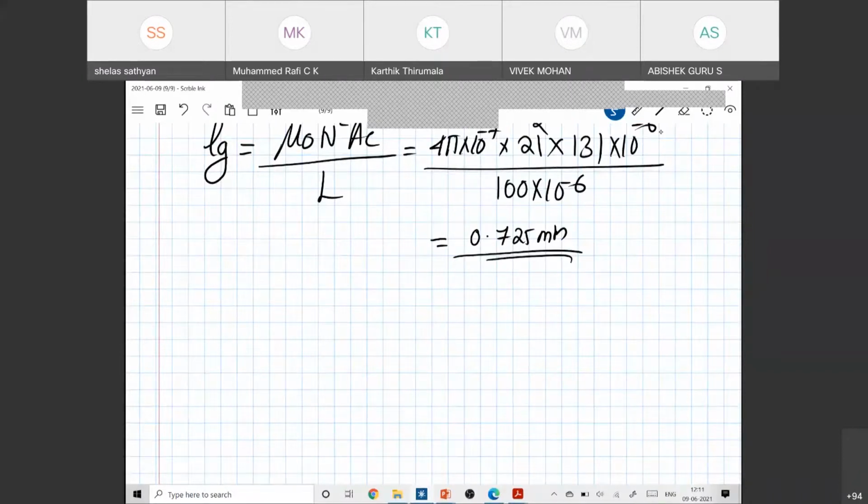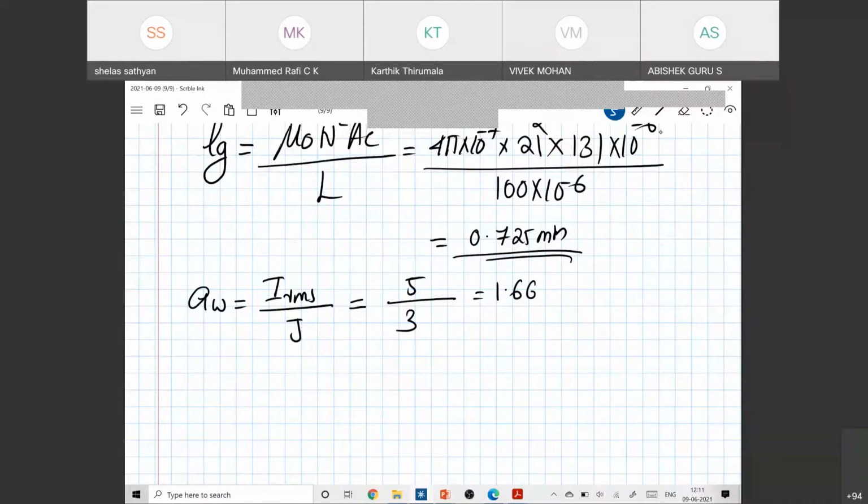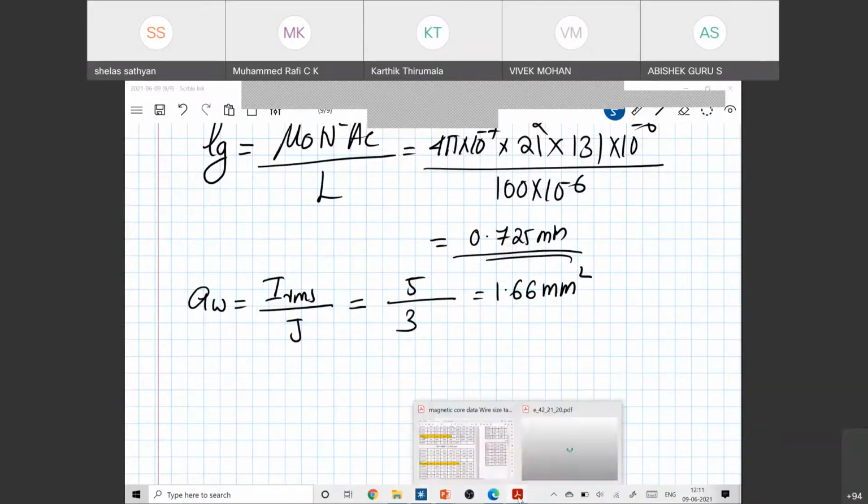The next step is to find out what the conductor size should be. So the wire conductor size is given by the IRMS value of the current flowing through the conductor divided by the current density. So the max RMS current is almost equal to 5 ampere. Current density is 3 ampere per mm square. So it is given by 1.6 mm square. So we should find a conductor whose area is 1.6 mm square from our wire table.